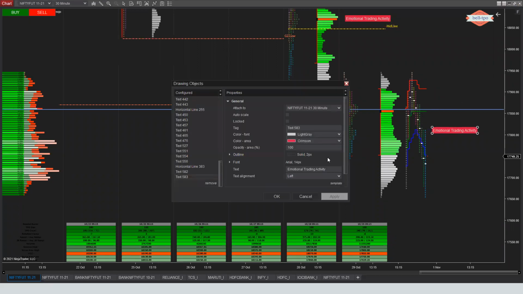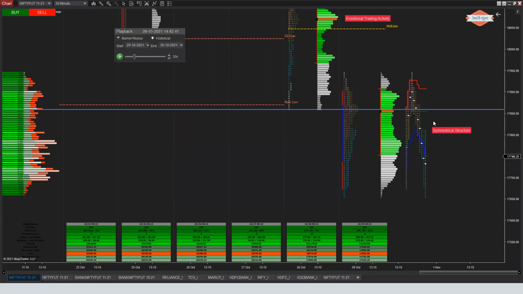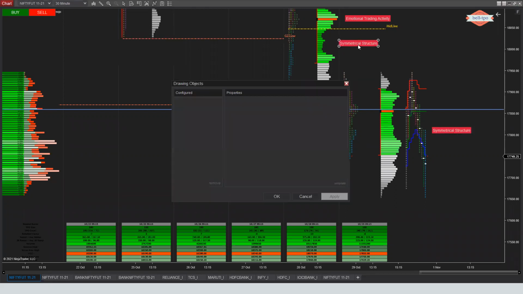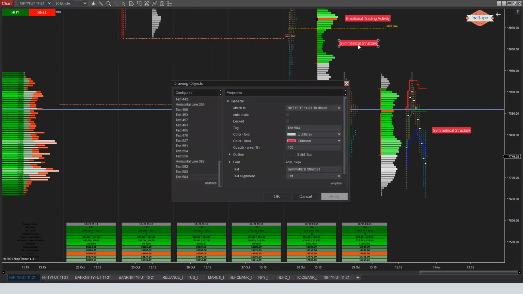We can call it a symmetrical structure because 8 times the price action got traded. 8 times means it is a highly symmetrical structure. One day before, it is not a symmetrical structure. It is more of an asymmetrical structure. Asymmetrical structures are mostly elongated structures, not a bulged one.